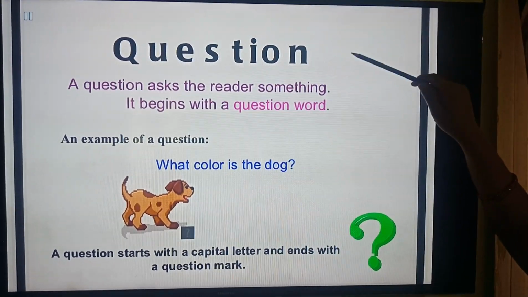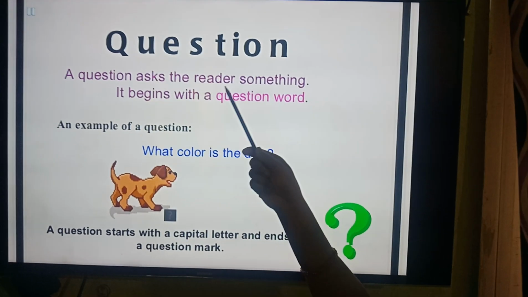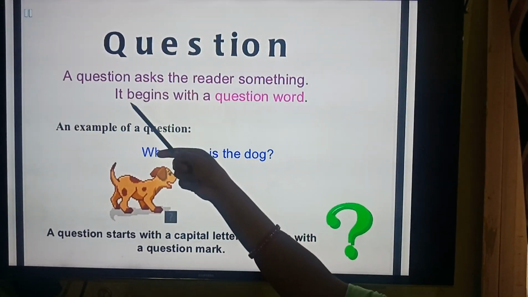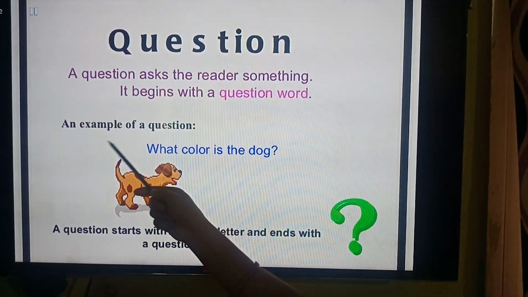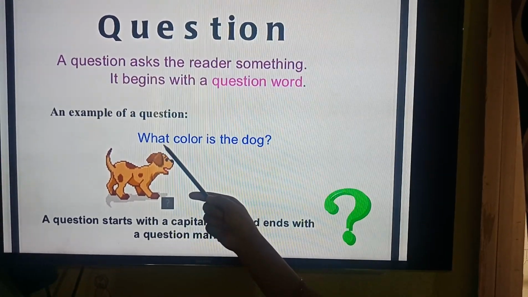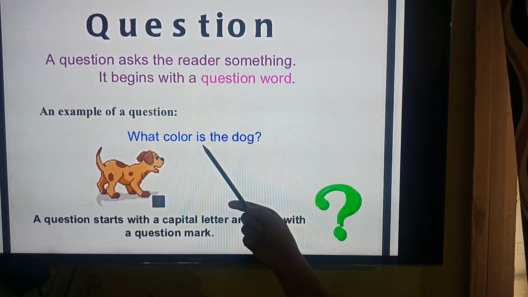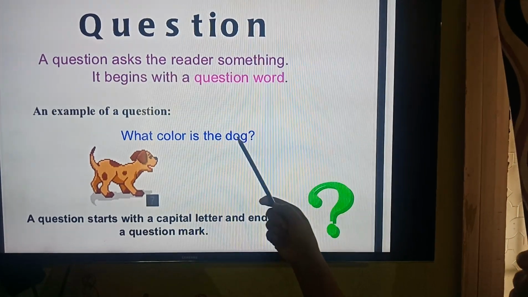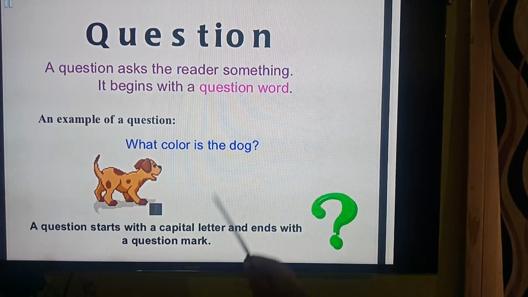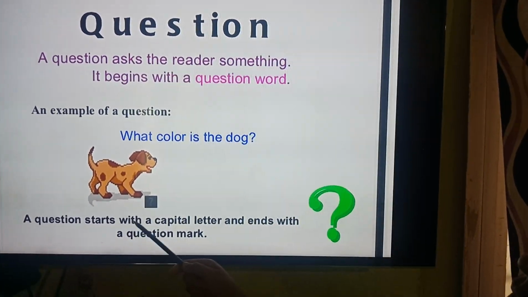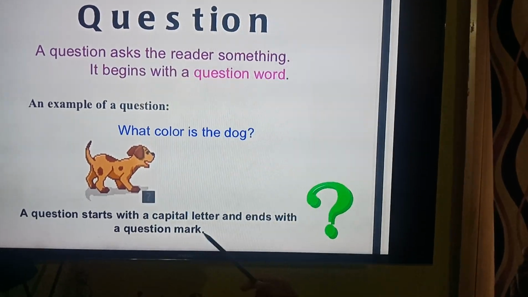Now let us see about questions. A question asks the reader something. It begins with a question word. An example of a question, children: What color is the dog? Here you can see the sentence is starting with the question word what. A question starts with a capital letter and ends with a question mark.